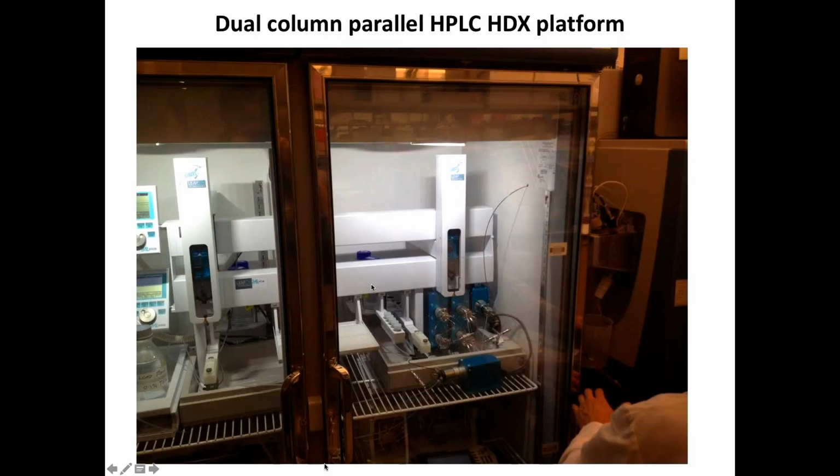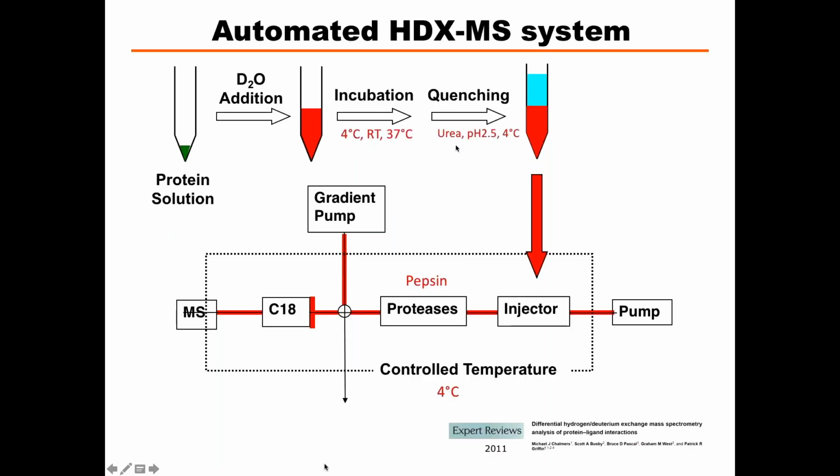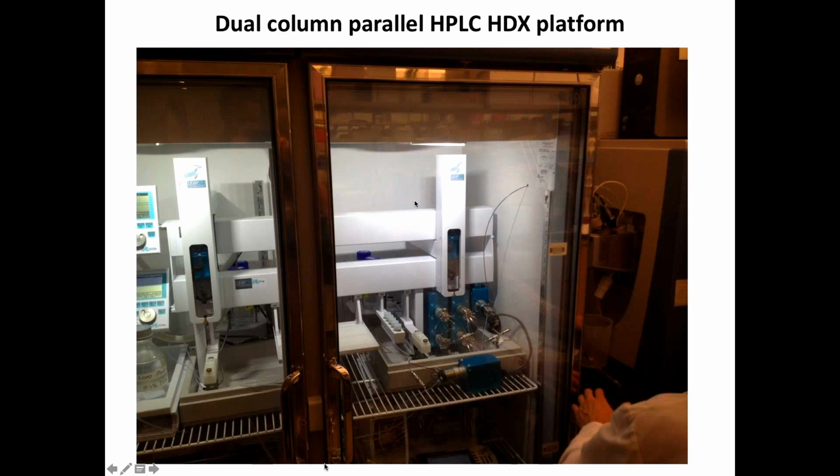This is what the system looks like. In the earlier iterations of this, we just had this portion under temperature control, but what you really want is the labeling and quenching also at low temperature. So we just decided to throw the whole thing into a 4 degree deli fridge. The vendor freaked out at first because they couldn't guarantee the system would work at 4 degrees, but they've been going now for 5, 6, 7 years in our lab.